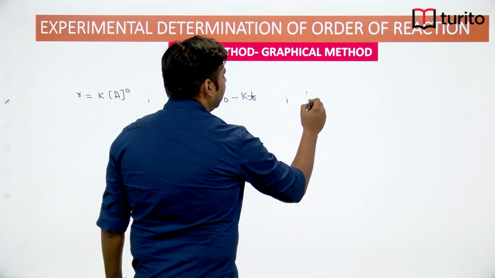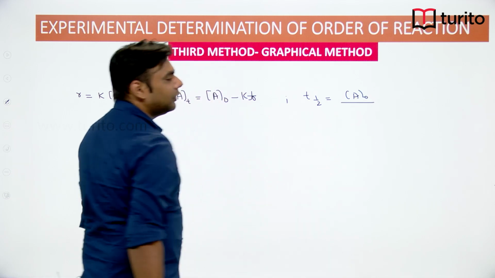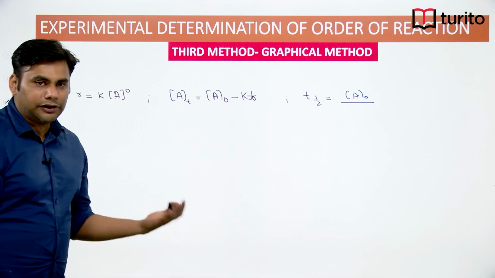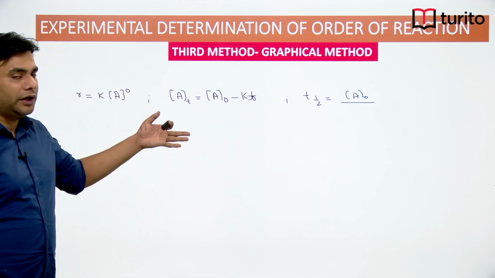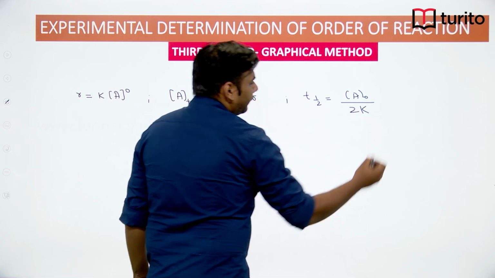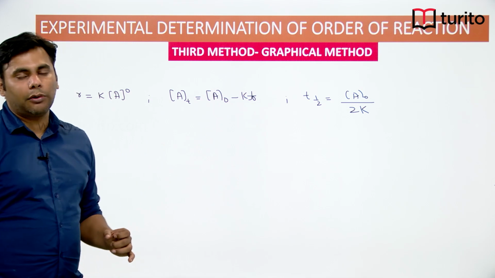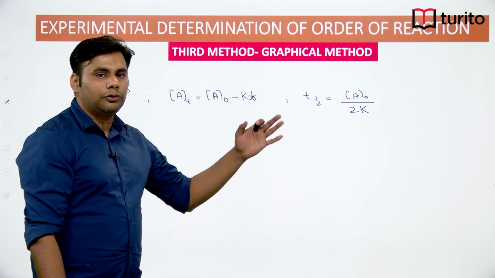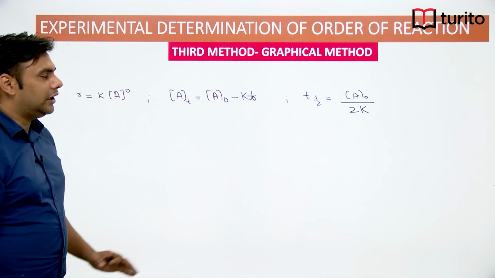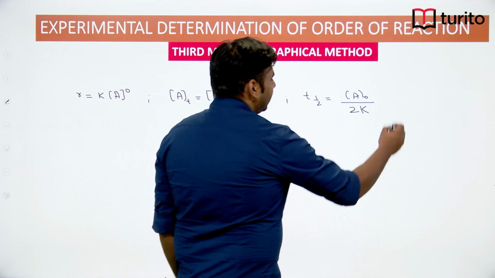Similarly, t half is basically the time when 50% of the reaction is over, that is 50% of A has reacted, 50% of it would be left. So A t value would be A naught by 2. So when you calculate t half, it comes out to be A naught upon 2K. So in this reaction, t half is directly proportional to the concentration. So basically a plot between t half and concentration would be a straight line passing through the origin with a slope of 1 by 2K, okay.